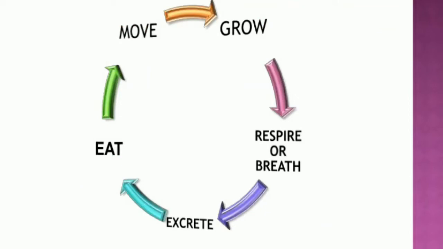A living thing moves, grows, breathes, excretes, and eats. Here is the cycle of living things. A living thing can move, can grow, can breathe, can excrete and can eat. And non-living things can't move, they can't grow, they can't breathe, they can't excrete and they can't eat. Here we can see the cycle of living things. Okay, now we will learn in the next slide.